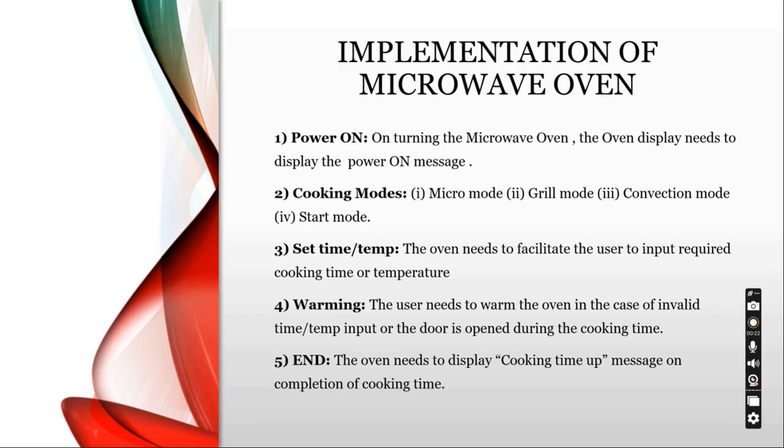Set time or temperature. The oven needs to facilitate the user to input the required cooking time or temperature. Warning. The user needs to be warned by the oven in case of invalid time or temperature input or if the door is open during the cooking time. And the oven needs to display a cooking time up message on completion of the cooking time.